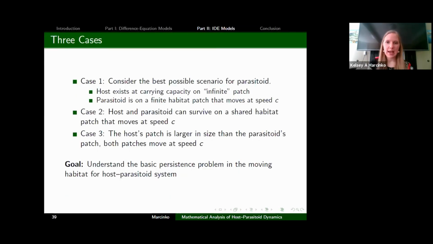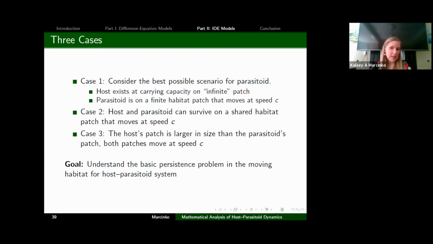Both mathematically and ecologically, I'm going to be analyzing three cases. In the first case, I'm going to consider essentially the best possible scenario for the parasitoid. I'm going to assume that the host is at its carrying capacity everywhere, so it's on an infinite patch, and that the parasitoid is on a finite habitat patch moving at speed c, and that the host will be at its carrying capacity wherever the parasitoid encounters the host. In the second case, I remove that assumption about the host and instead look at the case where both the host and parasitoid are on the same habitat patch, and that's shifting right at speed c.